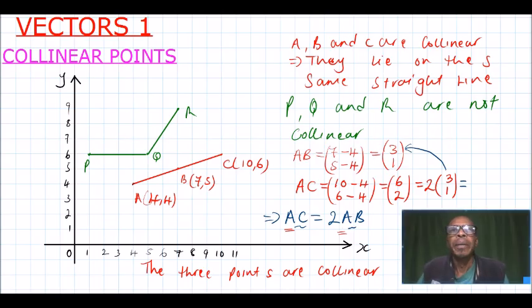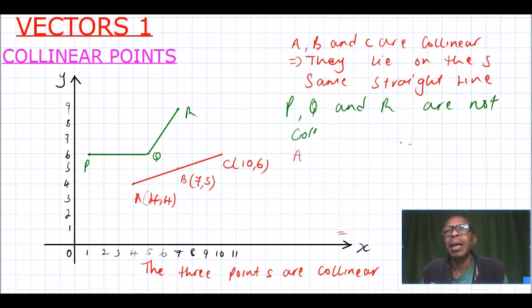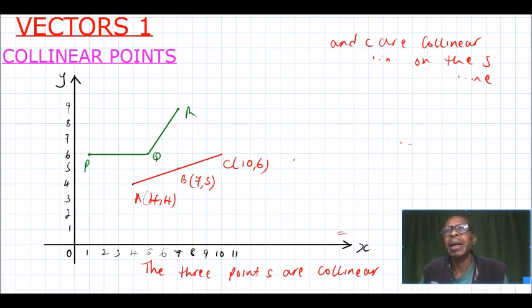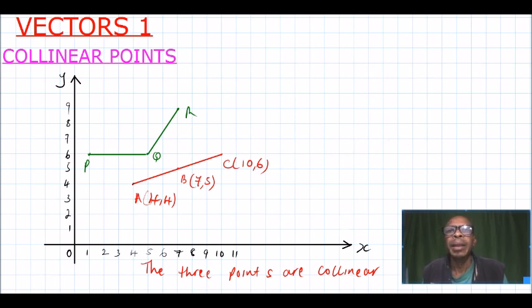Let's try that. So what I have done is I have created another page so that we remain with our other page. Now what we do is we get PQ. PQ is equal to the coordinates of P, which are 1 and 6. The coordinates of Q are 5 and 6. Hope you know how to get the coordinates. We get the x component and the y component.